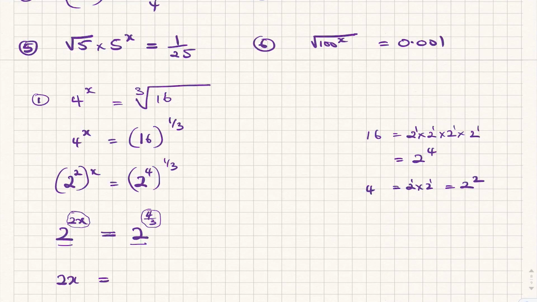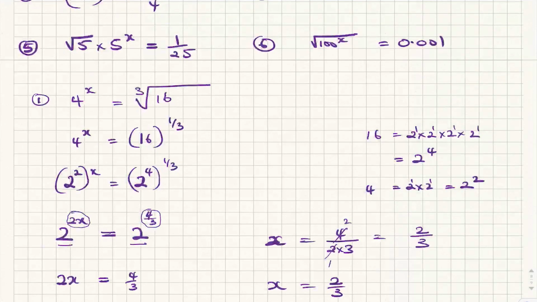So in that case, 2x equals 4/3, and therefore we need to divide both sides by 2. So you're going to get x equals 4 over 2 times 3, because I'm dividing 4/3 by 2. And 2 goes in 4, 2 times. So you will get 2/3. Therefore, x will become 2/3. So that's solution 1 for question 1.